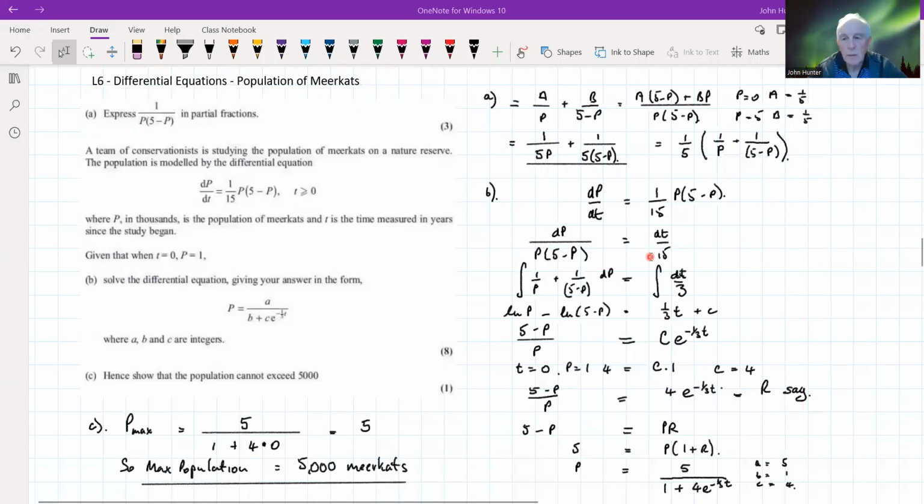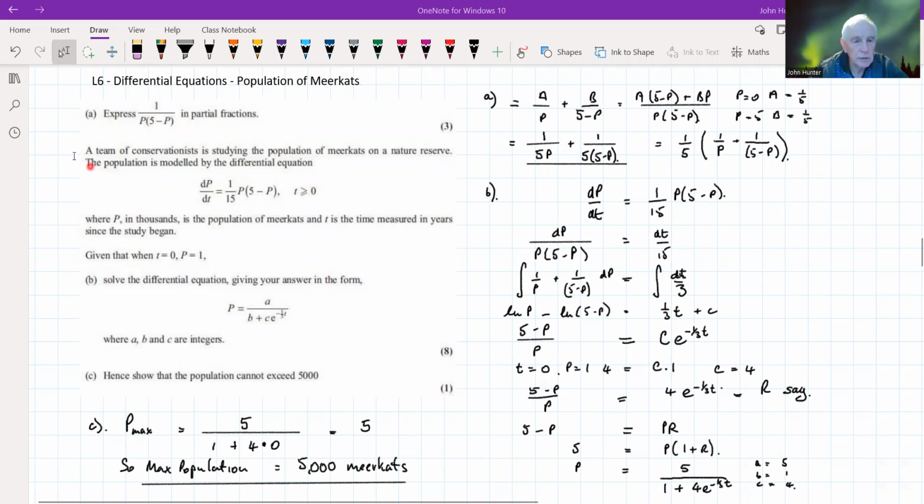Okay, this is a worked example for a differential equations problem, and this is to do with the population of meerkats. Got a little bit of a difference here. We've got partial fractions involved. Let's have a look. Express 1 over p(5 - p) in partial fractions.